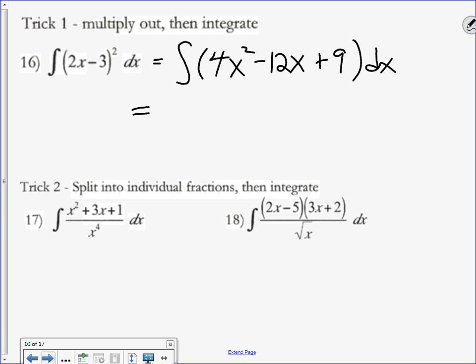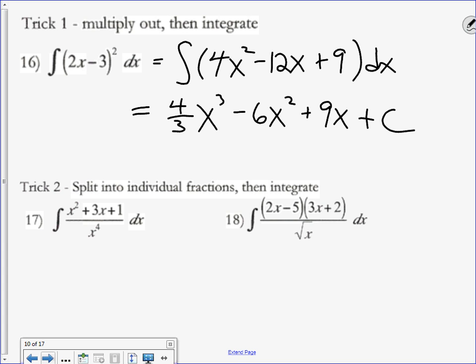What's the antiderivative of 4x squared? Four-thirds x cubed. Nice. What about the minus 12x? Minus, beautiful. Right. What about the plus 9? Plus 9x, you're getting better at that one. And then we need a plus c. No problem, right? But we had to multiply it out first.